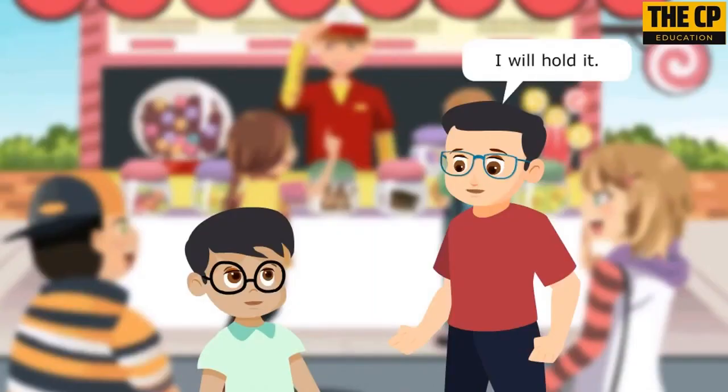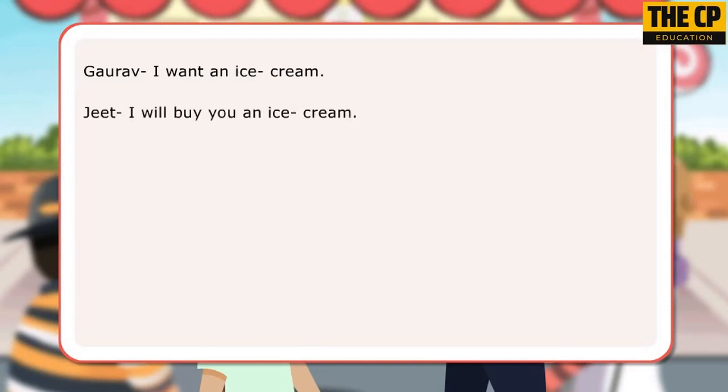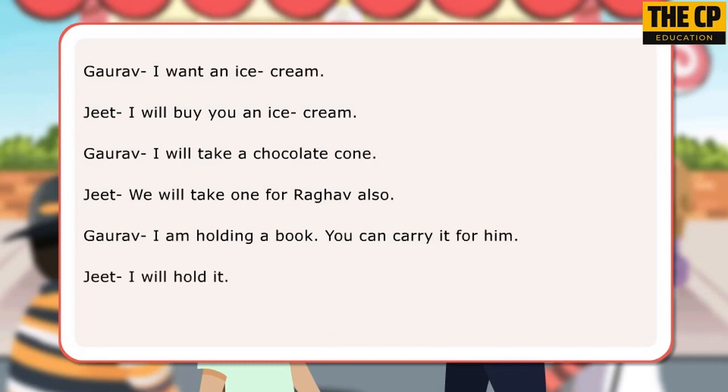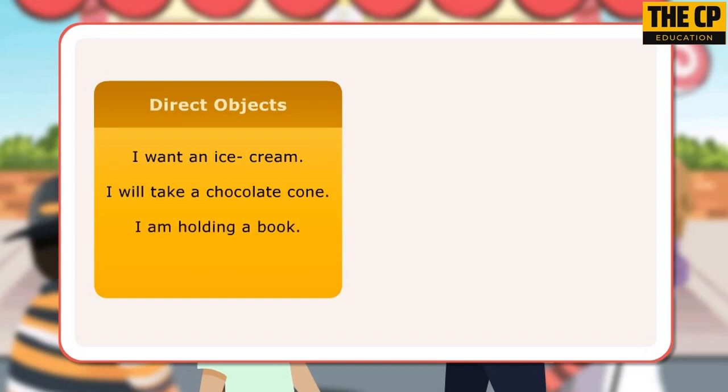I will hold it. In the dialogues, the boys have used sentences in which there is a direct receiver of the action performed by the subject and also another person involved in the action. Here are some examples of sentences with direct objects. I want an ice cream. I will take a chocolate cone. I'm holding a book. I will hold it.